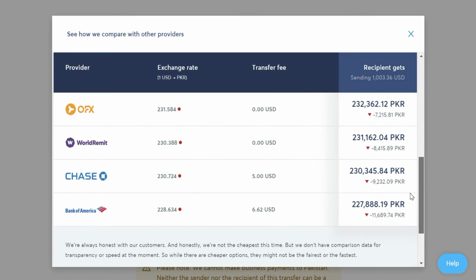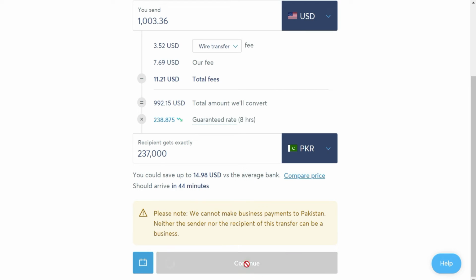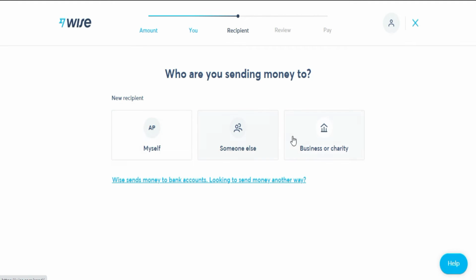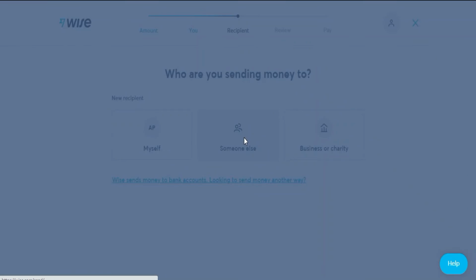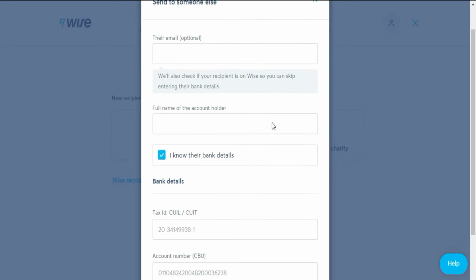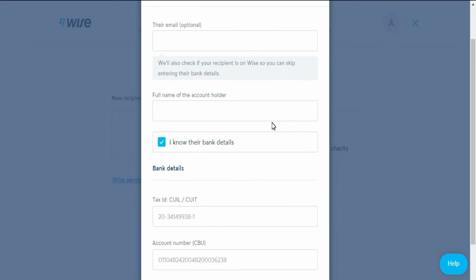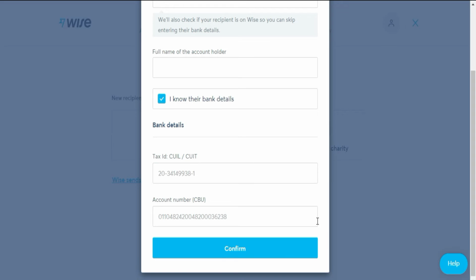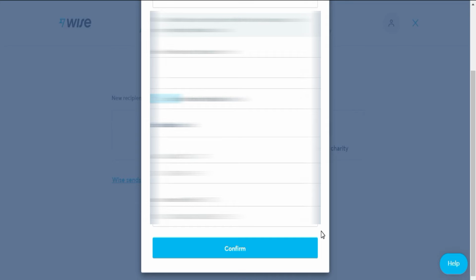We continue with Continue. Here, you will need to select who you are sending the money to, whether it is yourself in another country, someone else, or a business or charity. The most common is to send it to someone else, so we will click there if this is your case. Here, you will have to fill in the information requested to send the money, such as the name of the person, their bank account, and other tax information depending on the country where you are sending.